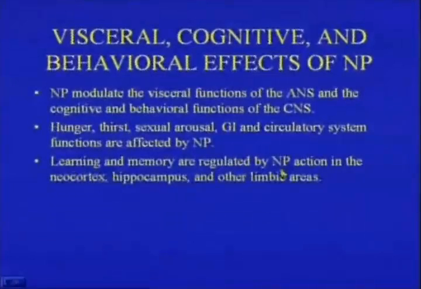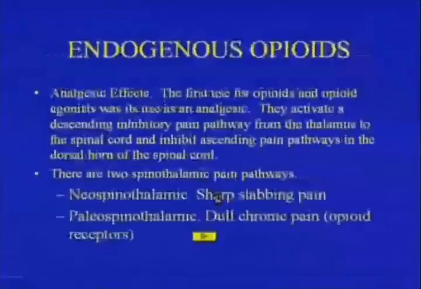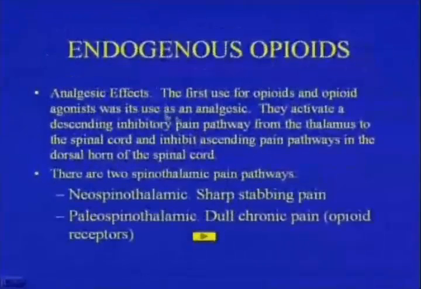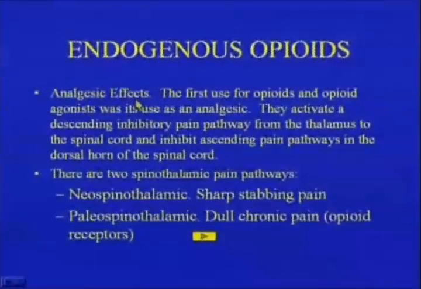Learning and memory are regulated by neuropeptide action in the neocortex, the hippocampus, and other limbic areas. We saw the nucleus accumbens, and a point made about CCK being co-released with dopamine. And then let's just take a final look at the endogenous opioids again for the analgesic effects, so we get an appreciation for circuitry that might be involved.